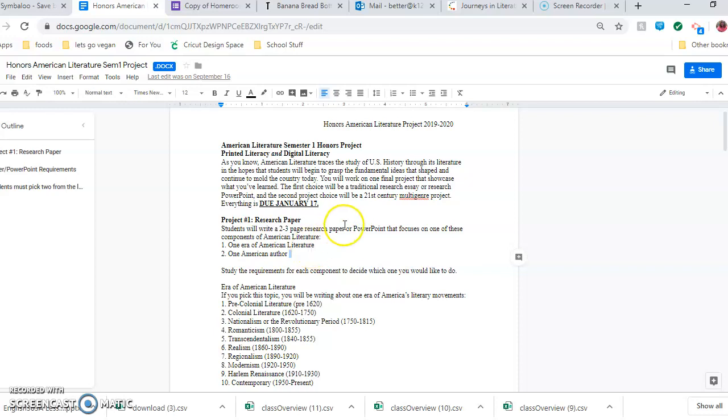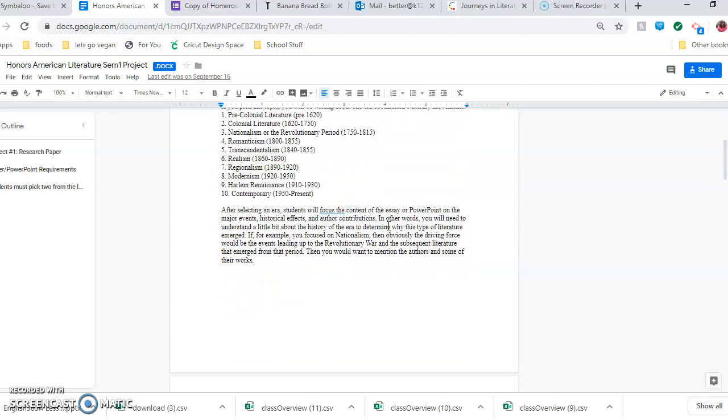So for the research paper, 2 to 3 page MLA format. So it's double spaced, size 12 font, Times New Roman or other similar font. 2 to 3 pages, with a works cited page, the usual MLA format.